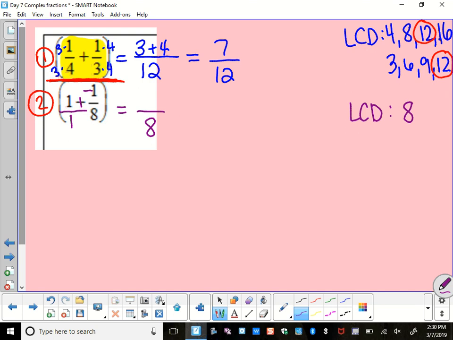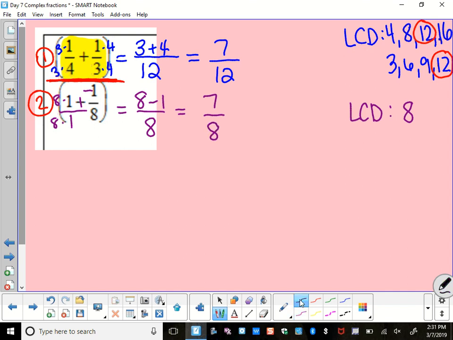Okay? So, if I start with 1 and I must get to 8, I'm going to multiply what? 8, to the bottom and the top. So 8 times 1 is 8. My second fraction, my old denominator was 8, my new is 8. Did anything change? No. So should anything change to the top? No. So that stays minus 1. 8 minus 1 gives me 7 over 8.